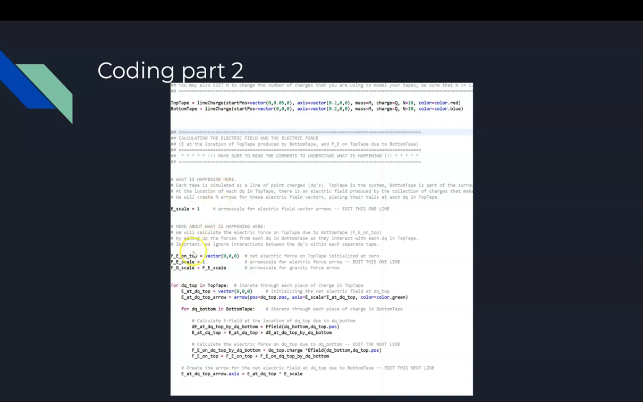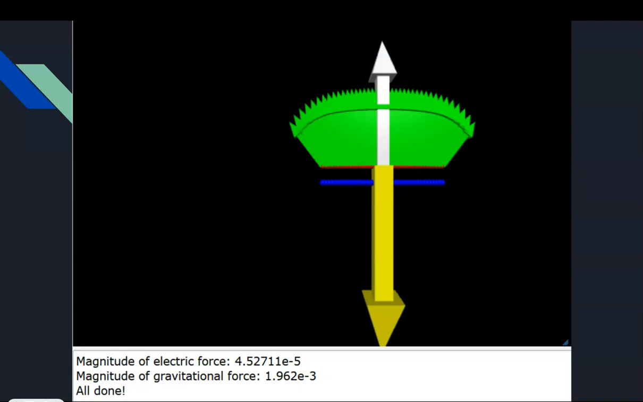Scales for everything here. And then this is the for loop that utilizes each singular piece and basically calculates all of them and then adds them together to make something like this. So the magnitude of the electrical force is about 4.5 times 10 to the negative 9. The magnitude of gravitational force would be 1.96 times 10 to the power negative 3.